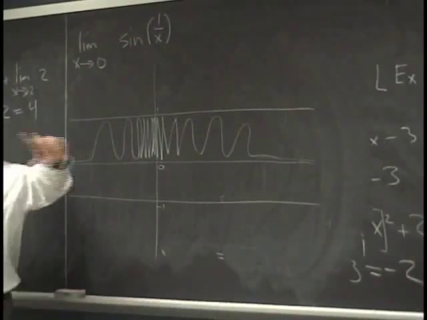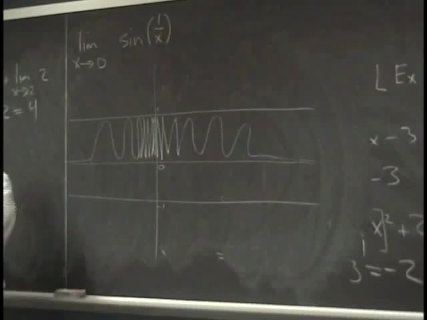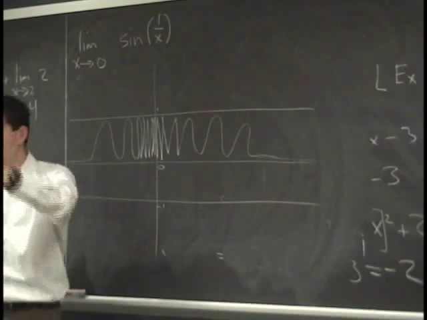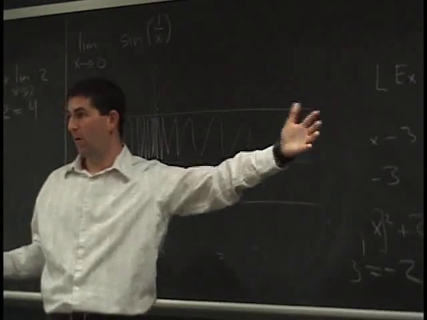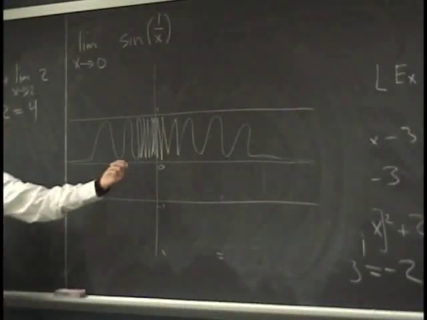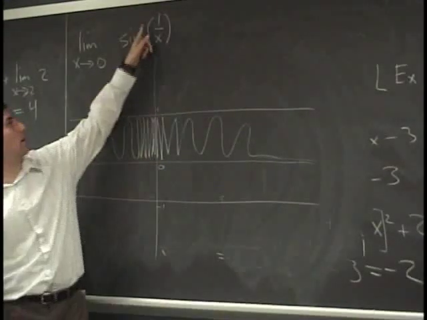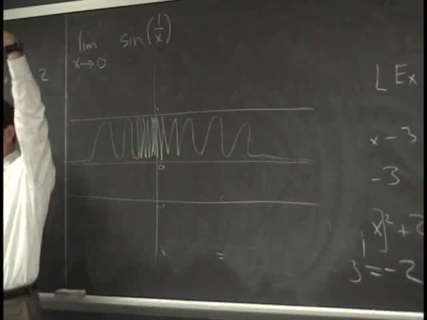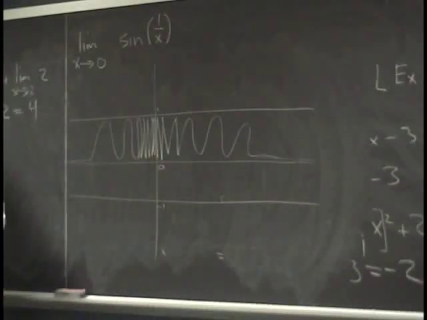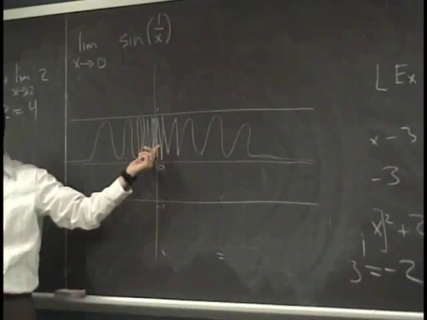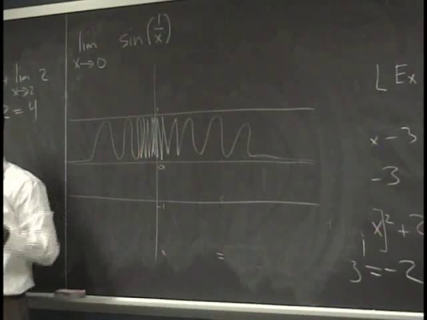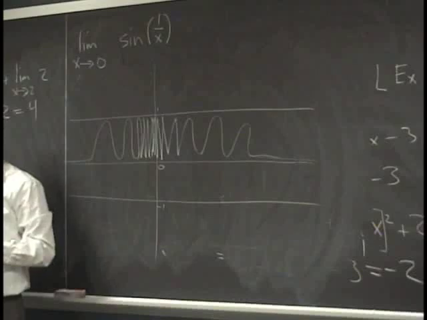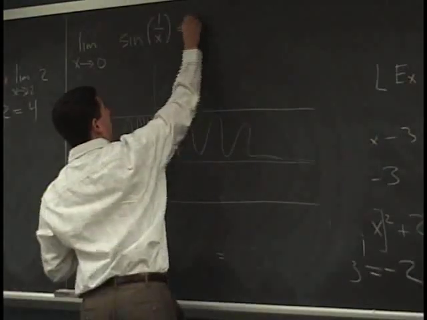Well, when x went to infinity, what happened to sine of x? Did it approach anything? No. Well, the same thing has to hold here. As x goes to 0, 1 over x is going up to infinity or down to minus infinity, depending on which side. And so this thing can't be approaching anything either. It's just going as fast as you can possibly think. So this limit does not exist.